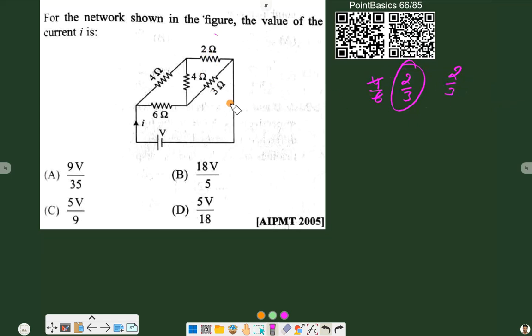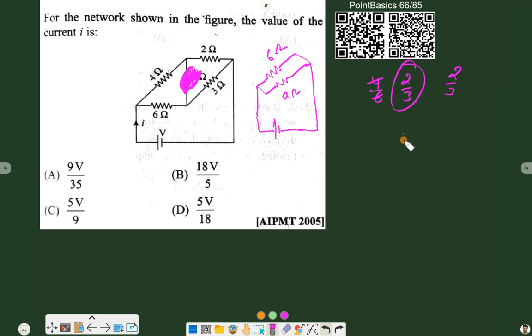So this circuit is balanced, which means we can neglect this 4 ohm resistance. After neglecting it, we have 4 and 2 in series, so combined they give us 6, and 6 and 3 in series, so combined they give us 9. So the circuit will be something like this. We'll have a 6 ohm, 4 and 2 combined, and here we have 9 ohm, 6 and 3 combined, and here we have a battery of potential V.